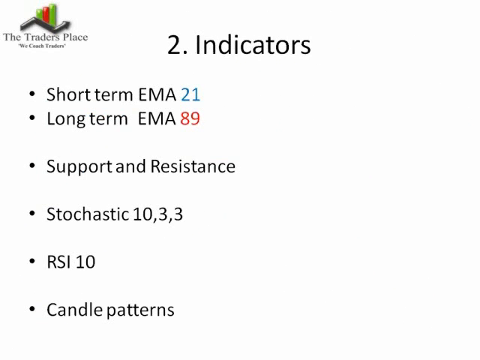What values do you use in stochastic and RSI? It's 10, 3, 3 on the stochastic and the RSI 10 period. 10, 3, 3, and 10 on those.